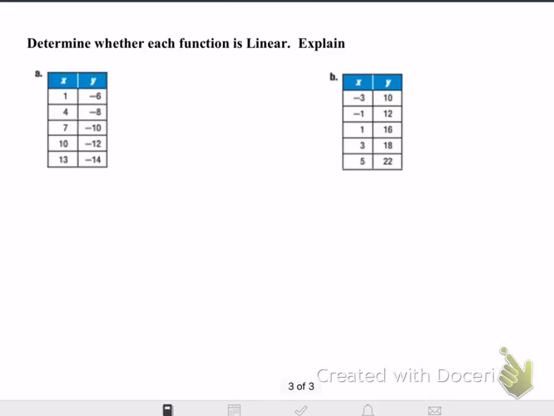Question here says, determine whether each function is linear. Explain. And all we're given is a table. So take a look at that. And I want you to pause the video for a sec, kind of mess around with the table here, and I want you to make a conjecture. Do you think it's linear or not? And give an explanation why.